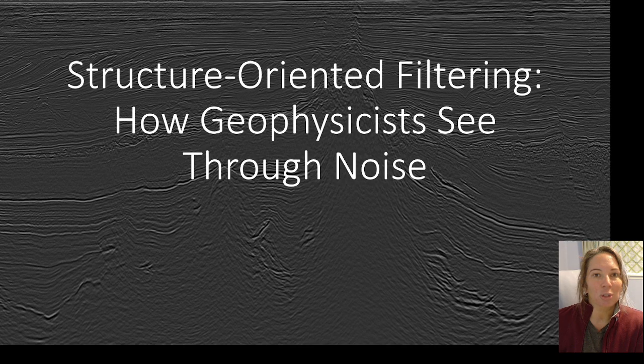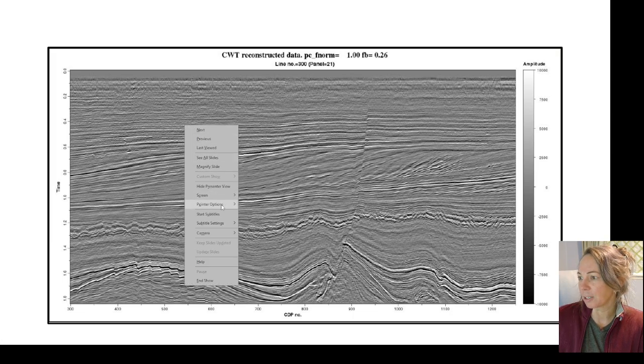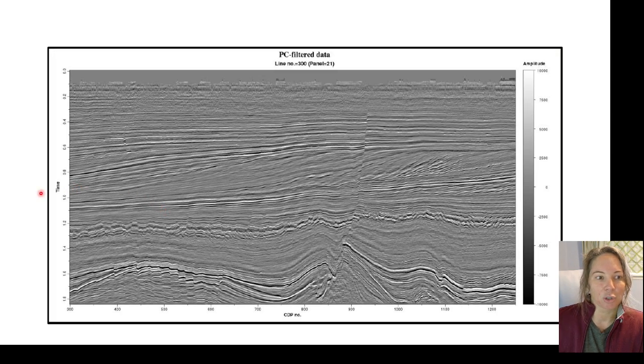So starting with structurally oriented filtering, this is one way that we can slightly clean up the seismic images. It's kind of a way to get out some of that extra noise. And so here's an example of what some raw data looks like. You can see that there's some small scale noise, kind of up here, and just some fuzziness throughout the image. And so after applying structurally oriented filtering, this is what the data looks like.